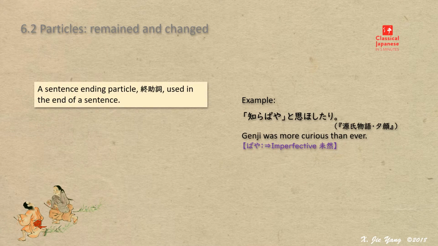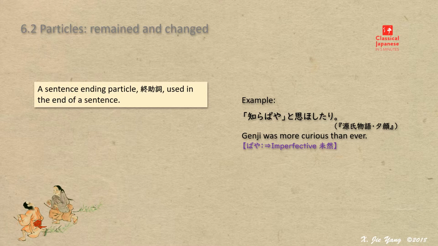A sentence-ending particle, 終了詞, is used at the end of a sentence. We know many of them in modern Japanese, such as ka to indicate a question, ne to indicate presumption, na to indicate a command, etc. Many of them we can find in the classical language. On the other hand, quite a few were popular in classical but basically disappeared in the modern language.